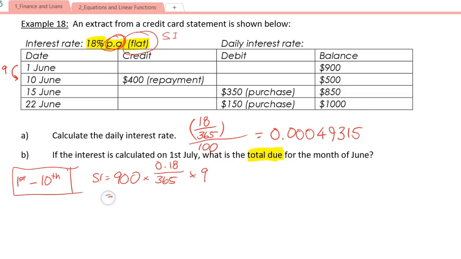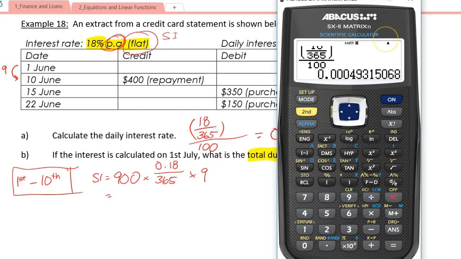So the simple interest from the 1st till the 10th, let's pull out the calculator here: 900 times 0.18 over 365. Now, 365 and a quarter, I wouldn't complicate things any more than they need to be unless it very specifically says what value to use. Just go 365 days in a year. And I get that. So the interest that I'm charged from the 1st of June to the 10th of June is about $4, $3.99.